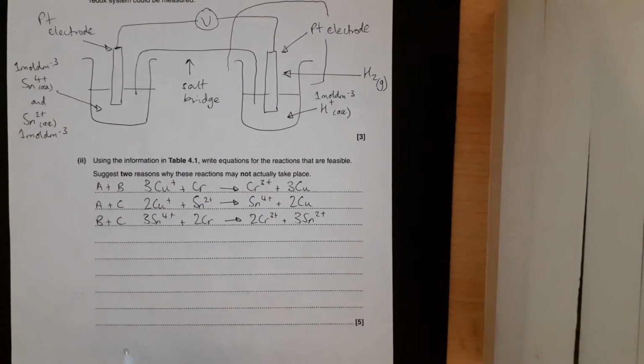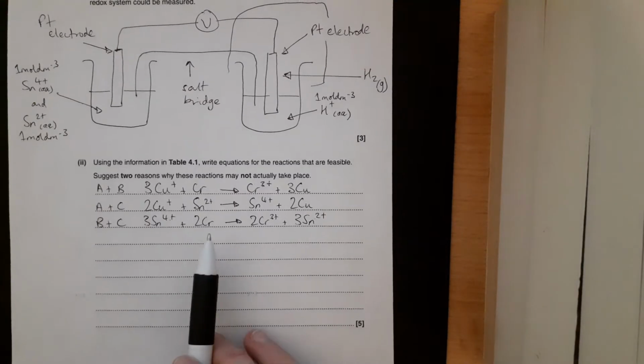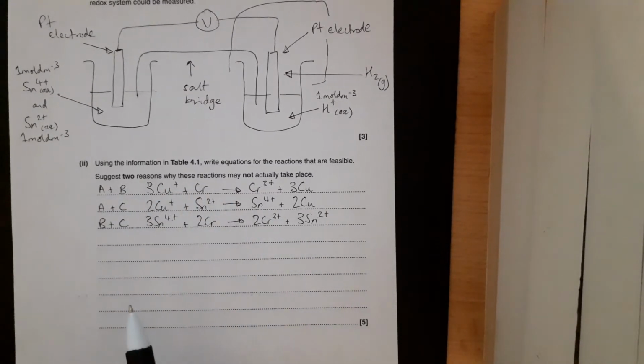Okay. So this was a 5-mark question. We've written 3 equations, that's presumably got us 3 marks. And so then it says suggest 2 reasons why these reactions may not take place. That's going to be our other 2 marks.